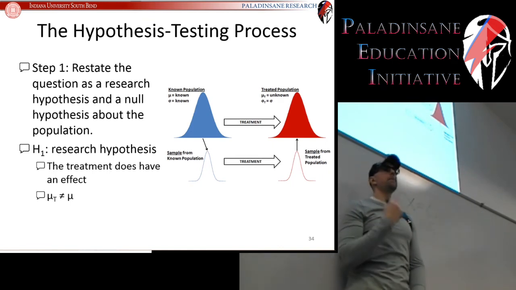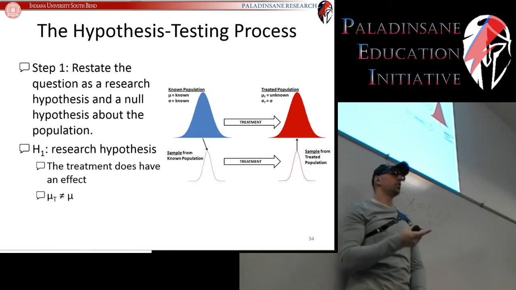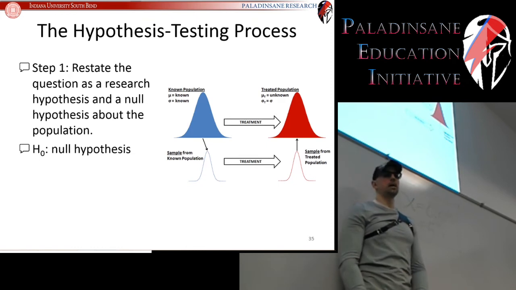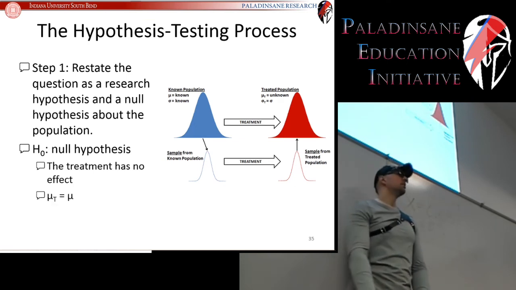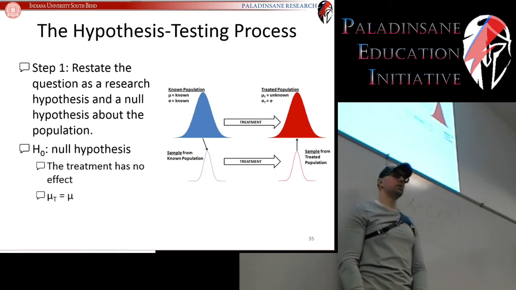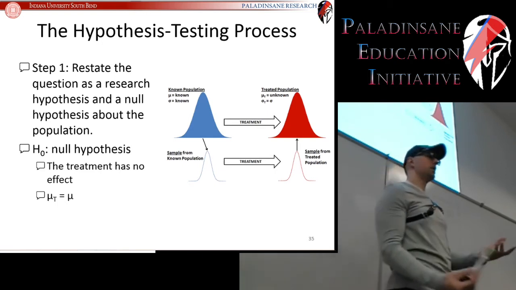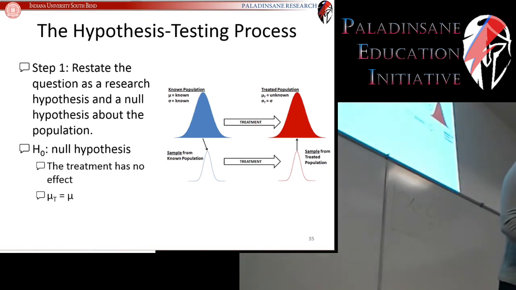There's only one possibility left, that the scores will stay the same, and that's your null hypothesis. So your null hypothesis is that the treatment has no effect, and that is written out as the mean of your treated population equals the mean of your untreated population. So you've given people the treatment, and it's done nothing. Their scores have stayed exactly the same. The population has not changed. And that's what we're going to be deciding between.